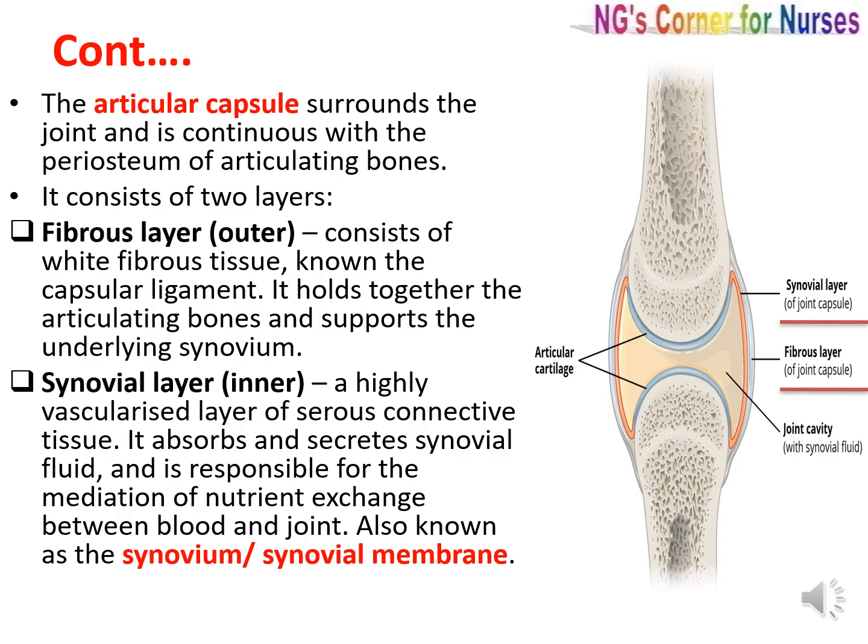In this picture we can see there is a joint cavity which is filled with synovial fluid, and the outermost layer, that is the sky color layer, is the fibrous layer of the joint capsule, and the orange color layer is the synovial layer of the joint capsule.